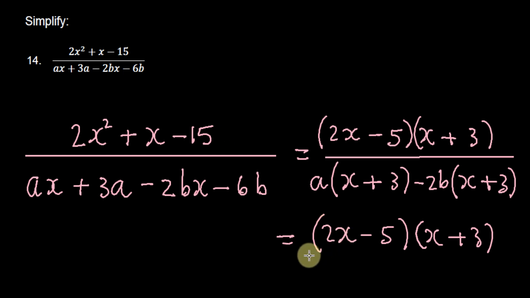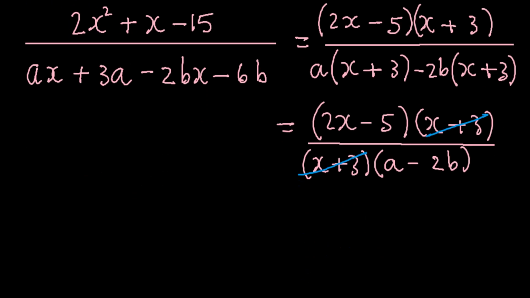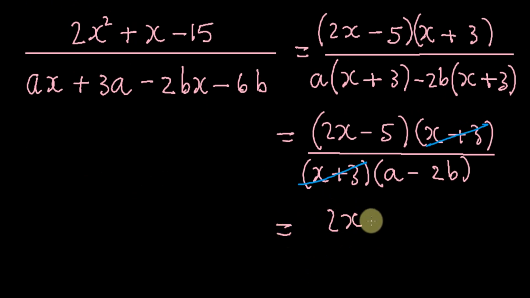So let's complete the grouping in the denominator. We can take out a common factor of x plus 3. So x plus 3 into the first term here, a times. Then we have a minus. And then x plus 3 into the second term in the denominator, we'll be left with 2b. These factors can cancel and be left with 2x minus 5 all over a minus 2b.